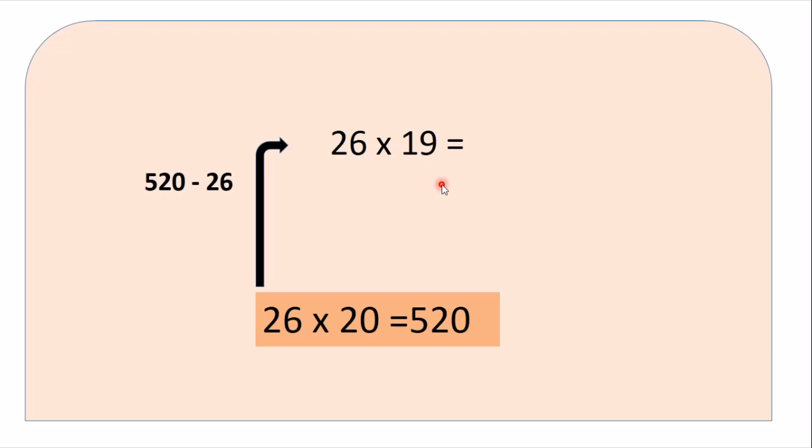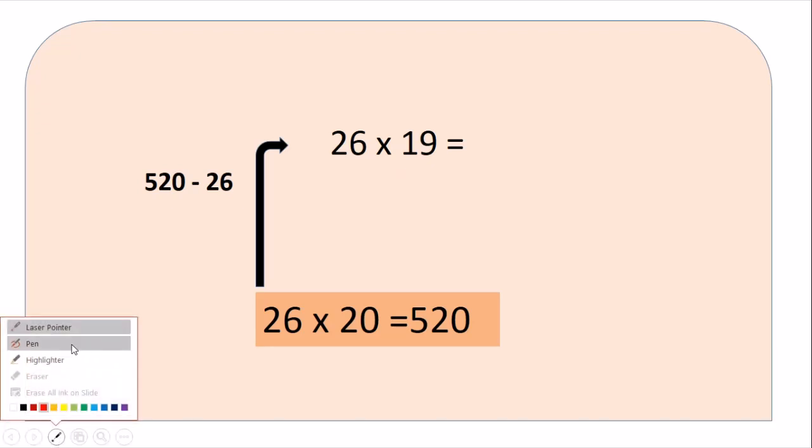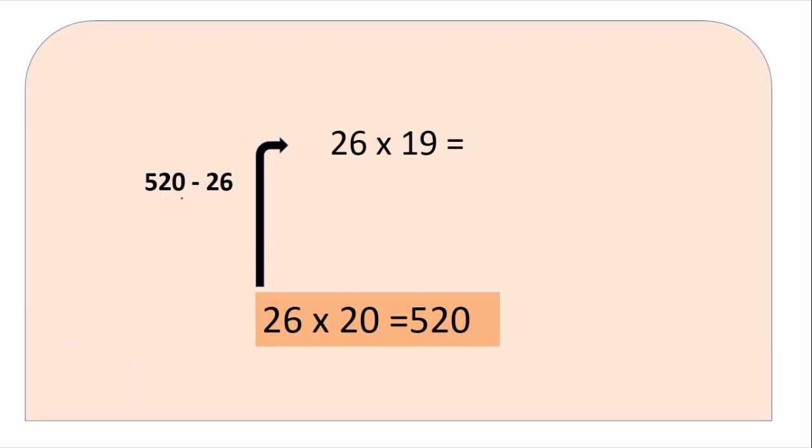Let's have a look at this question now. Here I want to know 26 times 19, and for that reason we are going to simply adjust 19 to the near multiple of 10. It will become 26 times 20. 26 times 20 is 520. 520 minus 26 will give us the answer to 26 times 19. And when we subtract 26 from 520, we get 494.